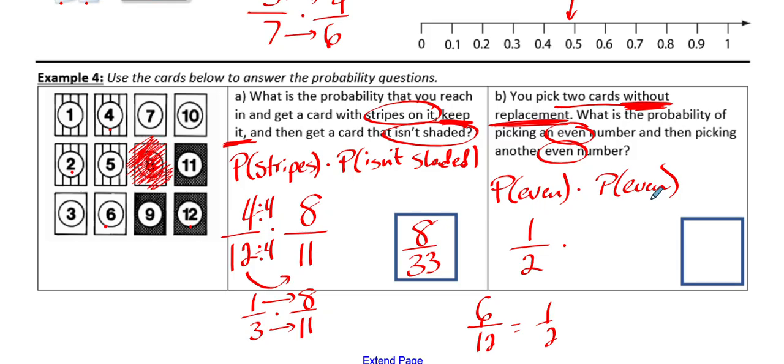Now I'm thinking about the chance that I get an even one. So 1, 2, 3, 4, 5 even ones left. There were 6. Now we're down to 5. And we started out with 12, and now we're down to 11. We just got rid of one. So we have 11 left. Now I can multiply straight across. 5 times 1 is 5. 2 times 11 is 22.